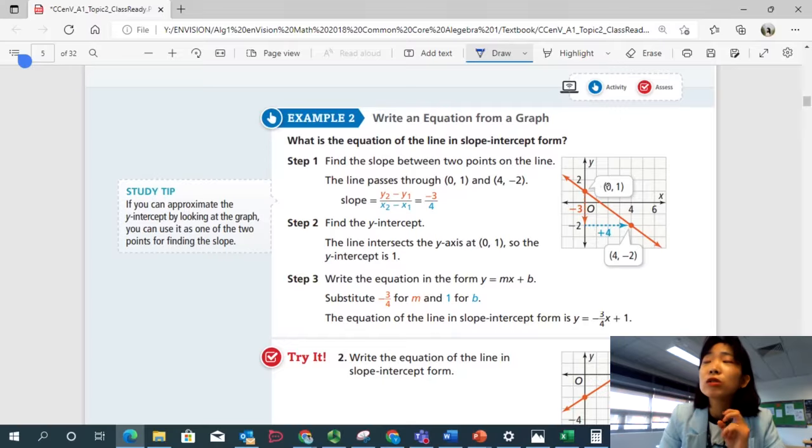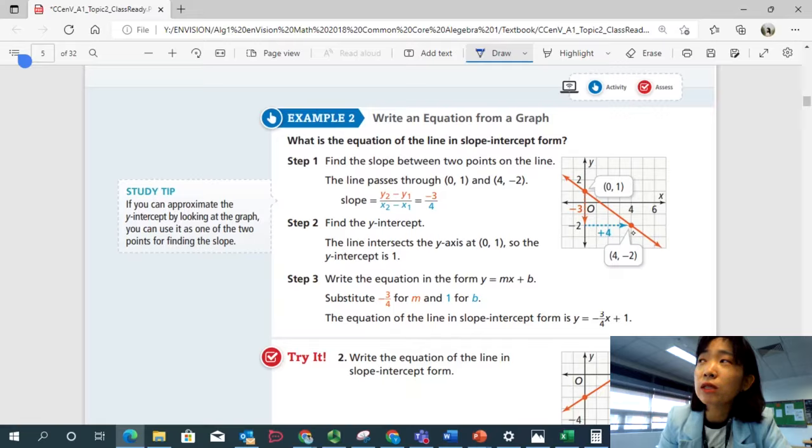So you need 2 points in order to find a slope so that you can count how many changes there are vertically and horizontally. So we have these 2 points pointed out from the graph, 0, 1 and 4, -2. So you can count from one point to another how many you have moved. So from 0, 1, you go down 3 units and you go right 4 units. That means your slope is -3/4.